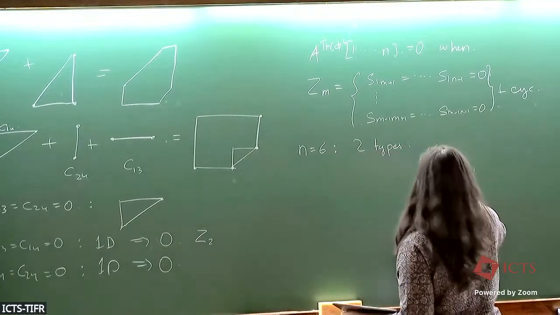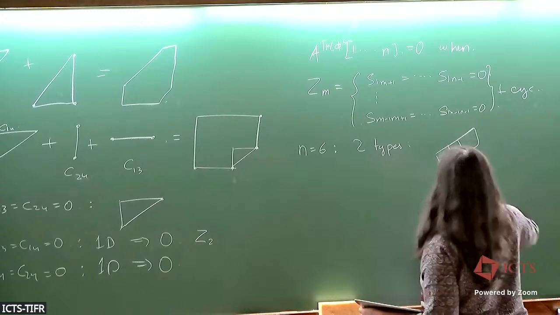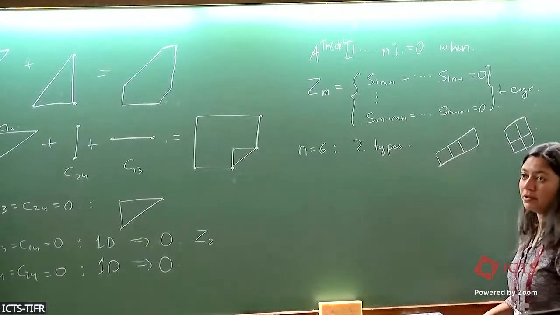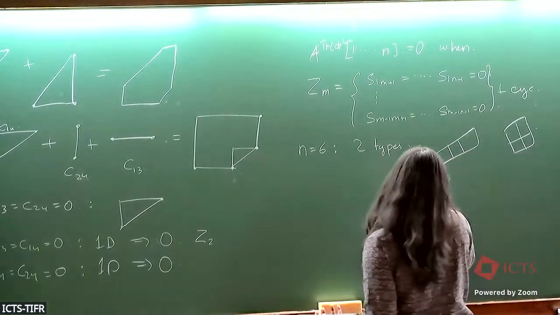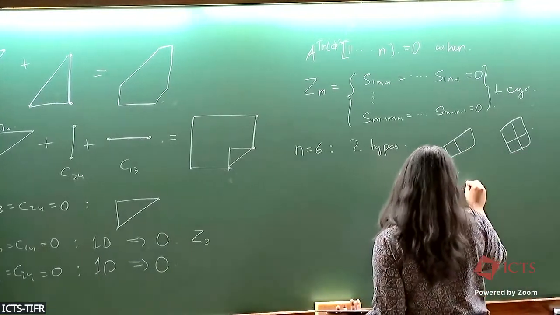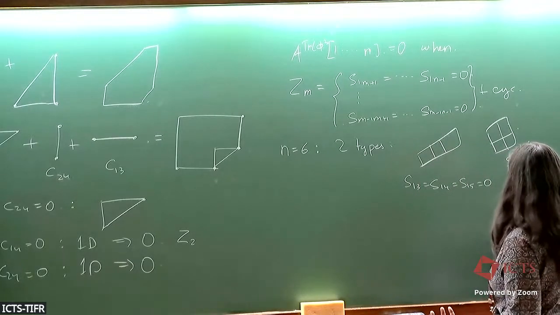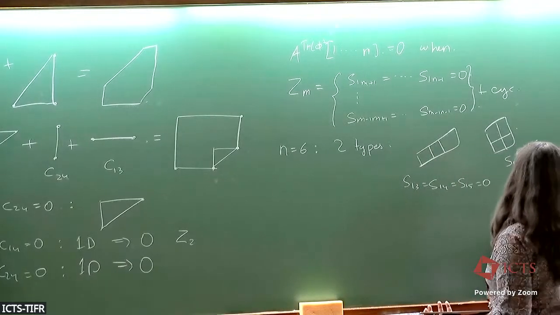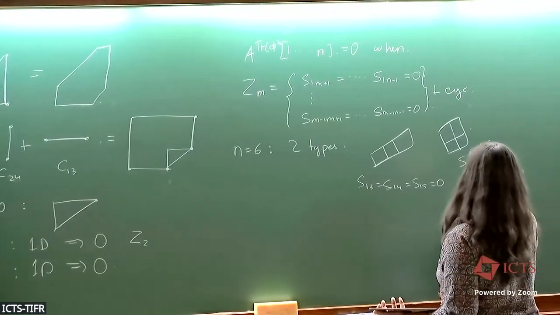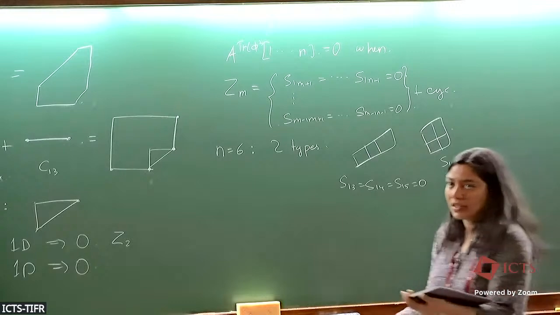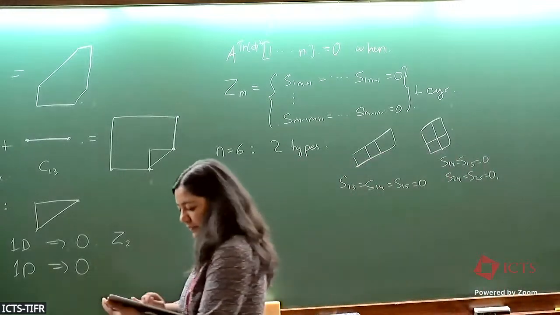which is this type and this type, right? So this would be something like S13, S14, S15 equals 0, whereas this is S14, S15 equals 0, S24, S25 equals 0. But they're just rectangular regions in the mesh.